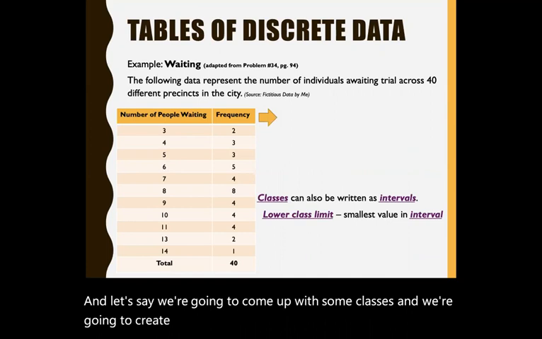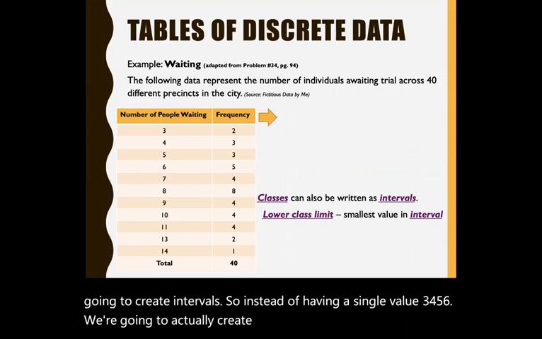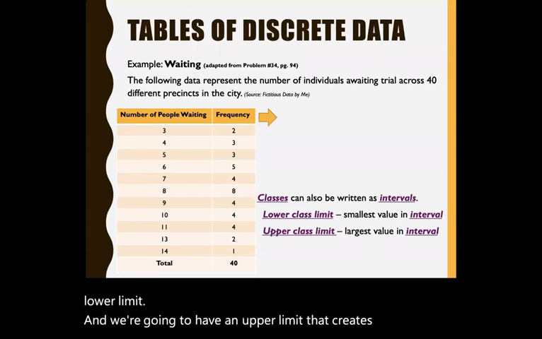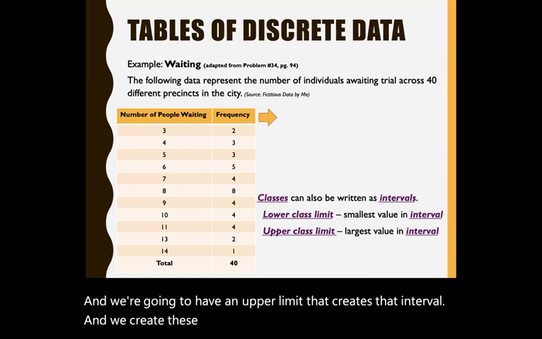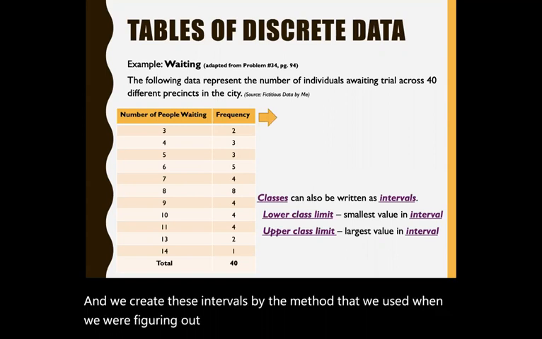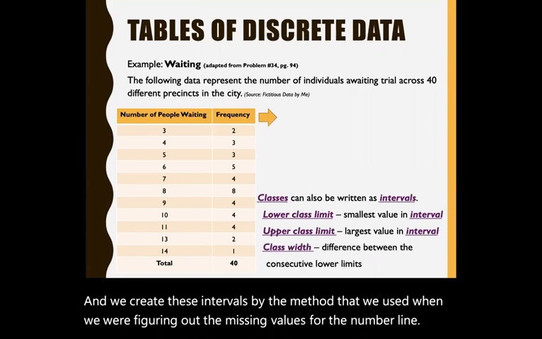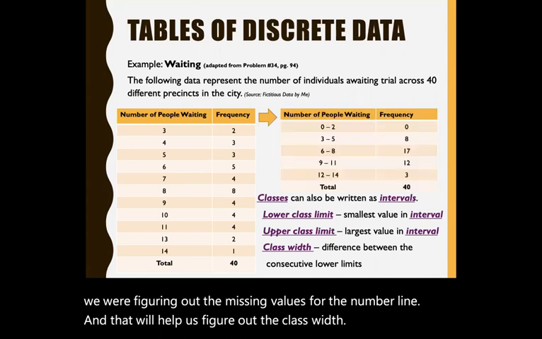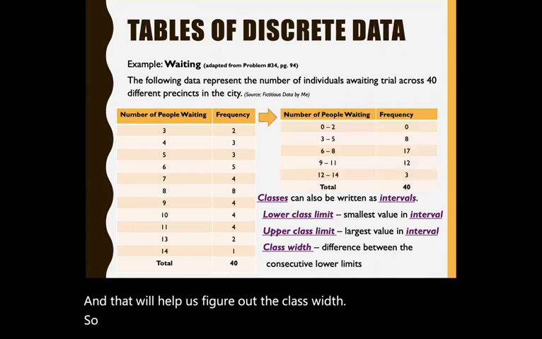So instead of having a single value like 3, 4, 5, 6, we're going to actually create an interval of values. We're going to have a lower limit and an upper limit that creates that interval. And we create these intervals by the method that we used when we were figuring out the missing values for the number line. And that will help us figure out the class width. So in this case, suppose we want a class width that goes from 0 to 2.